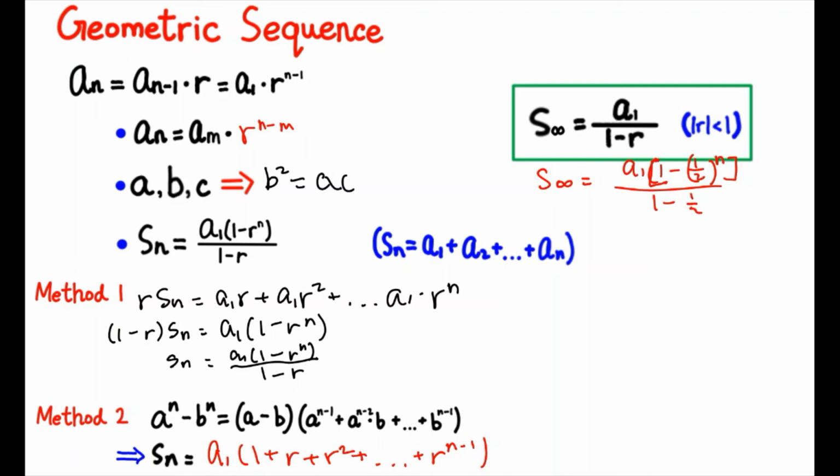While 1/2 to the n-th power, to the infinite power, is obviously very, very small, it's almost close to 0. So we can just get rid of it, and we'll just be left with this over here. So that's why, but this only works when the absolute value of r is smaller than 1. Otherwise, that r to the n power won't be equal to 0. And that's really it for geometric sequences.